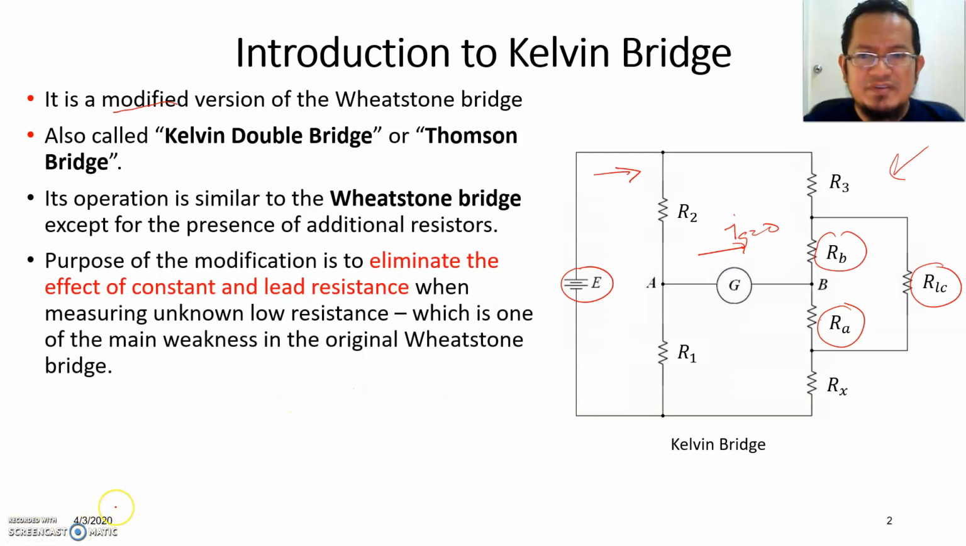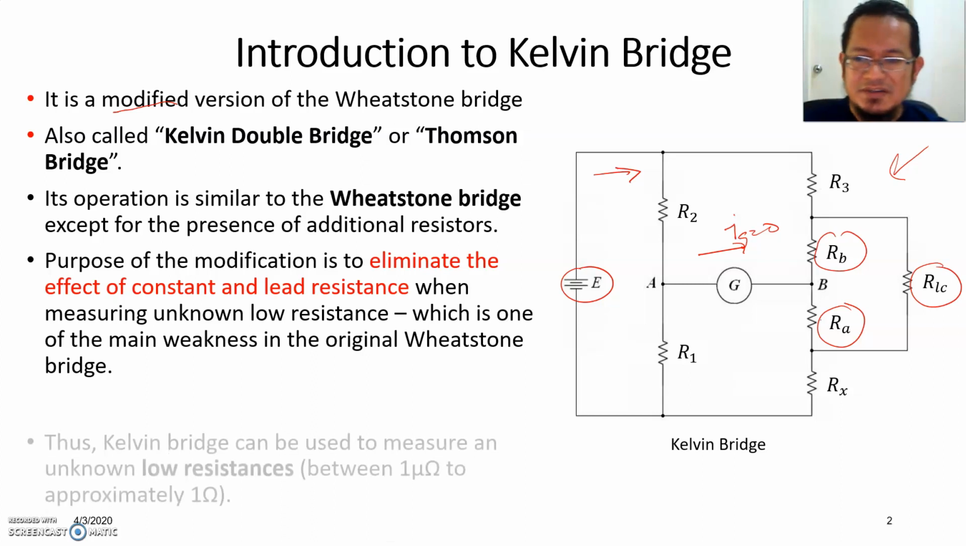The main purpose of the modification is basically to eliminate the effect of contact and lead resistance when measuring unknown low resistance. Wheatstone bridge is good to measure a higher resistance, but when it tries to measure low resistance, let's say less than 1 ohm, then this contact resistance will come into play, because contact resistance is also very small, but since it is compared with a small resistance, it has a large effect on the calculation.